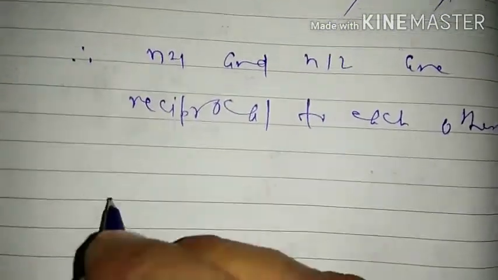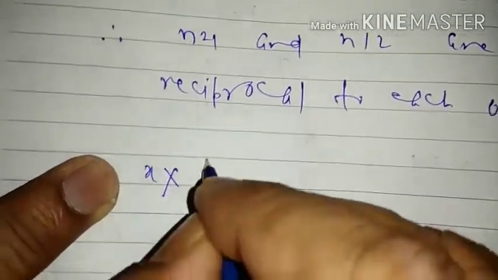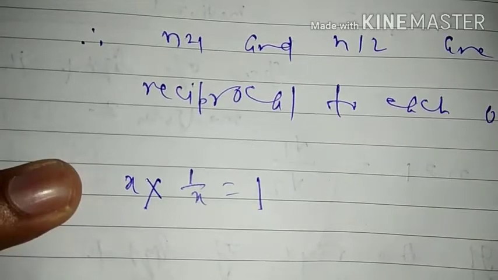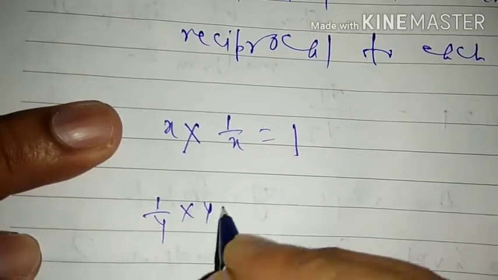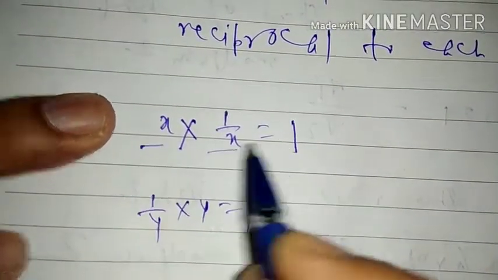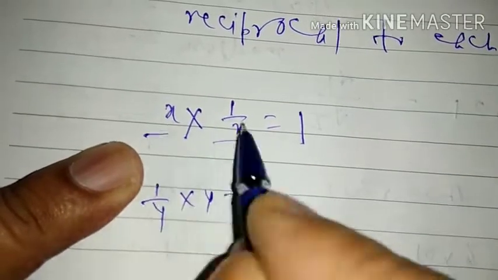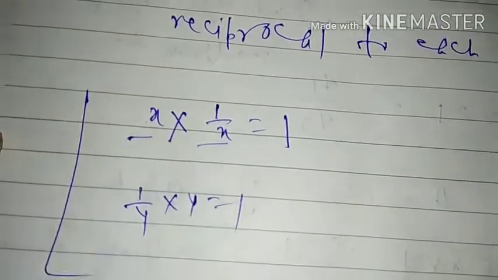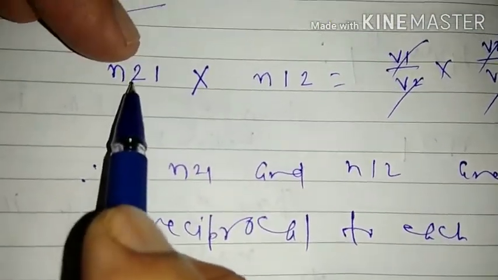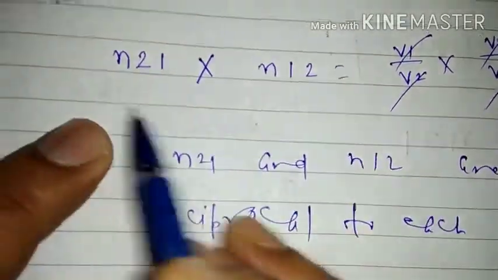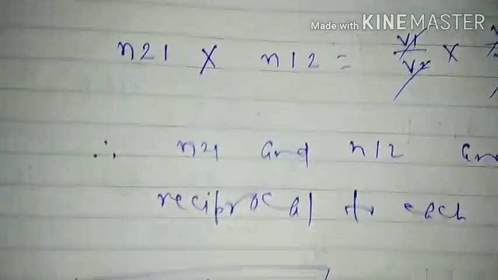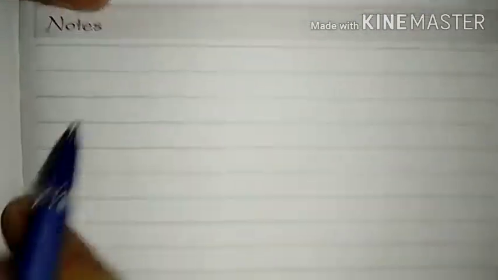How do you know? See, if we multiply x with 1 by x, what is the result? 1. Similarly, if you multiply 1 by y with y, this is also 1. So if the product of two factors is 1, then these two are reciprocal to each other. So we can say that the refractive index of medium 2 with respect to 1 and the refractive index of medium 1 with respect to 2 are reciprocal to each other. Now, one thing is very important, and it is absolute refractive index.